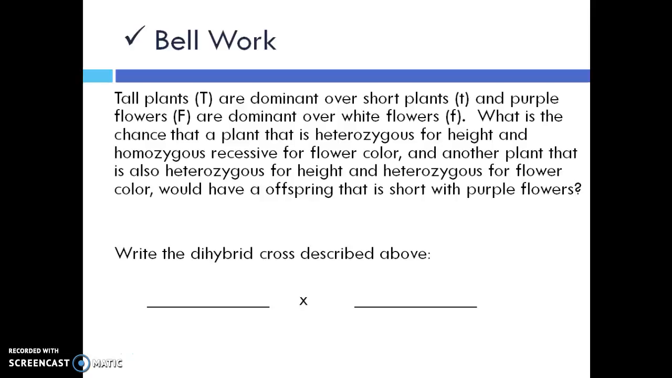So our first parent is heterozygous for height. So we know that they have to be big T, little t. That same parent is also homozygous recessive for flower color. That means they're little f, little f. So there is our first genotype of the first parent. The other parent is heterozygous for both traits. So they are big T, little t for height, and big F, little f for flower color. So there is our first genotype cross.